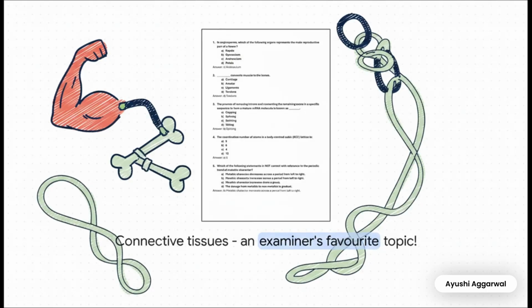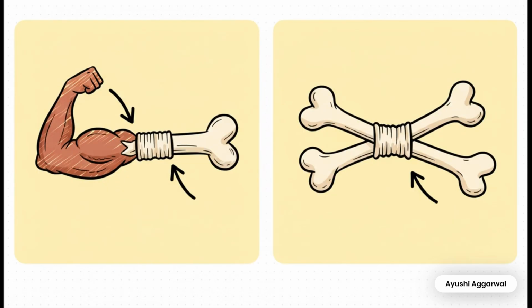Let's jump to our next question. Dash connects muscle to the bones. This one is from connective tissues, which is, let me tell you, an absolute favorite topic for examiners. The options are cartilage, areola, ligaments, and tendons. Again, the trap is hiding between two very similar sounding options. Can you guess which ones? Yes, exactly. The confusion is always between ligaments and tendons. Let's clear this up for good.